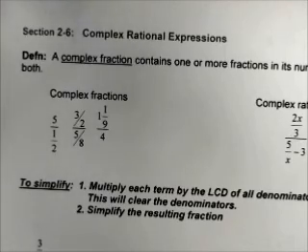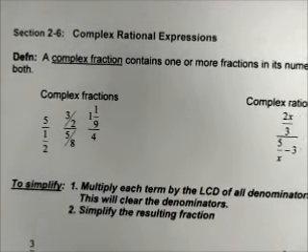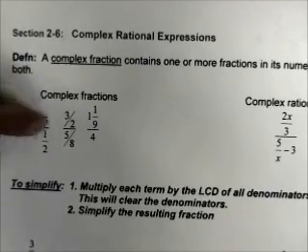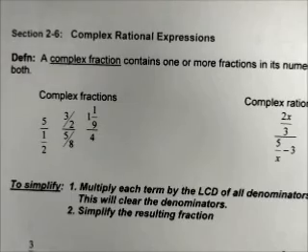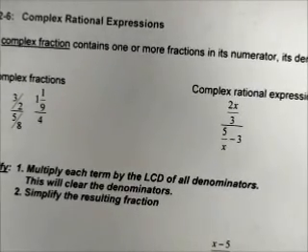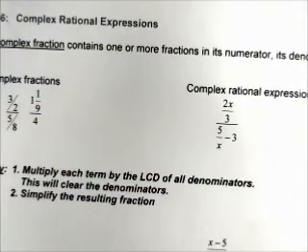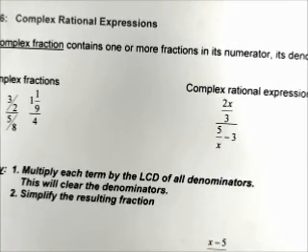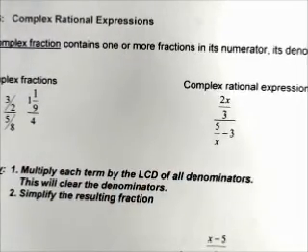A complex fraction contains one or more fractions in its numerator, its denominator, or both. There's an example of complex fractions like 5 over 1/2, 3/2 over 5/8. Complex rational expressions, again, you've got fractions inside of fractions. Example, 2x over 3 all over 5 over x minus 3. So we're going to simplify complex rational expressions.